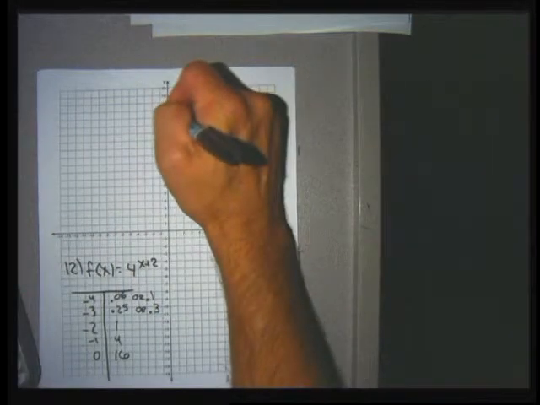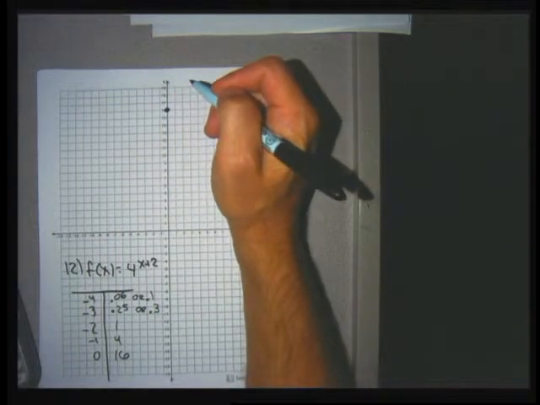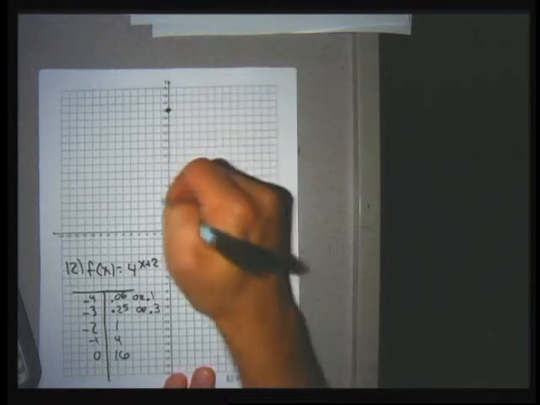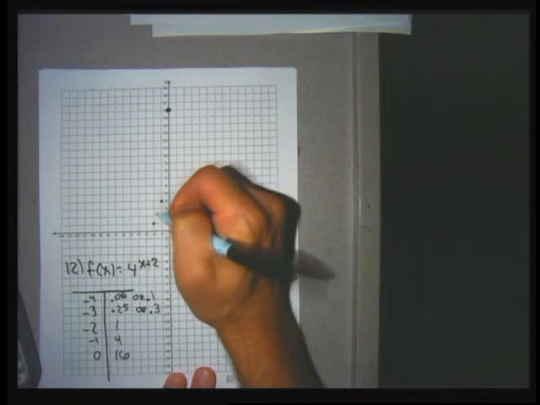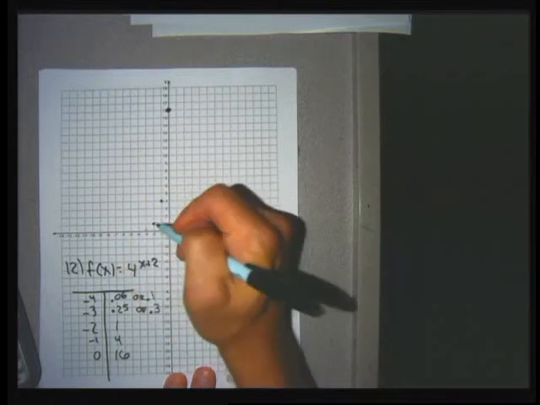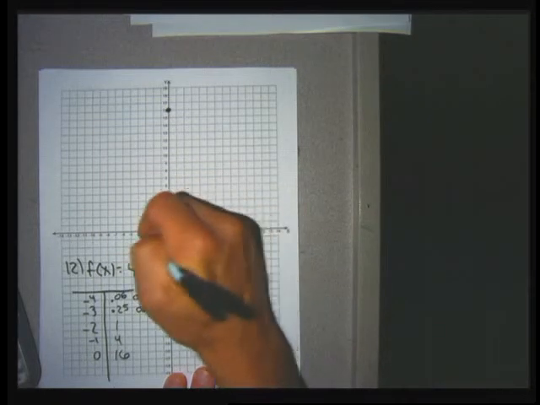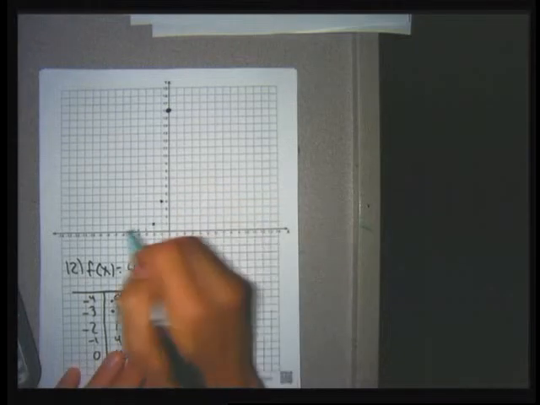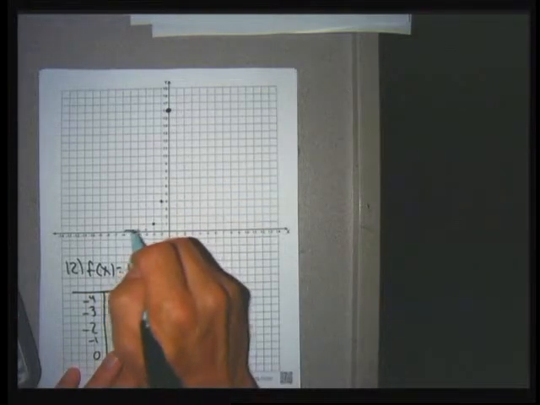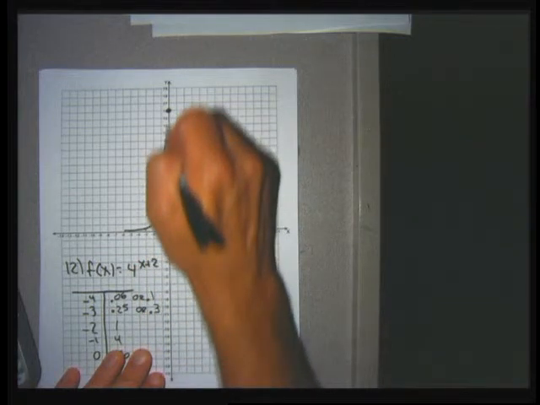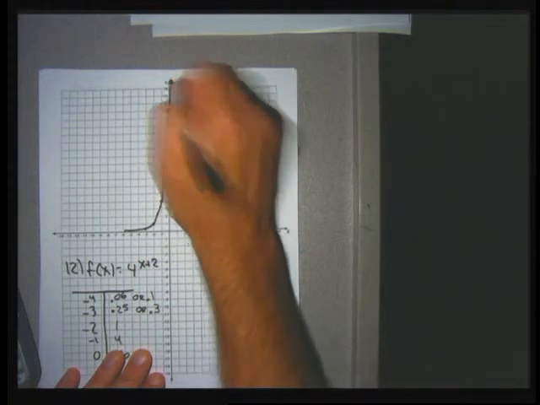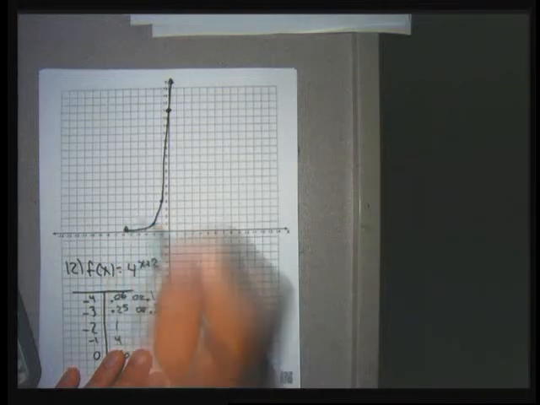My first point is 0 and 16. My bottom point was 0 and 16. I don't know why I decided to go backwards. Negative 1 and 4. Negative 2 and 1. Negative 3 and a quarter. Negative 4 and 0.06 or 0.1. That's as good as I get.